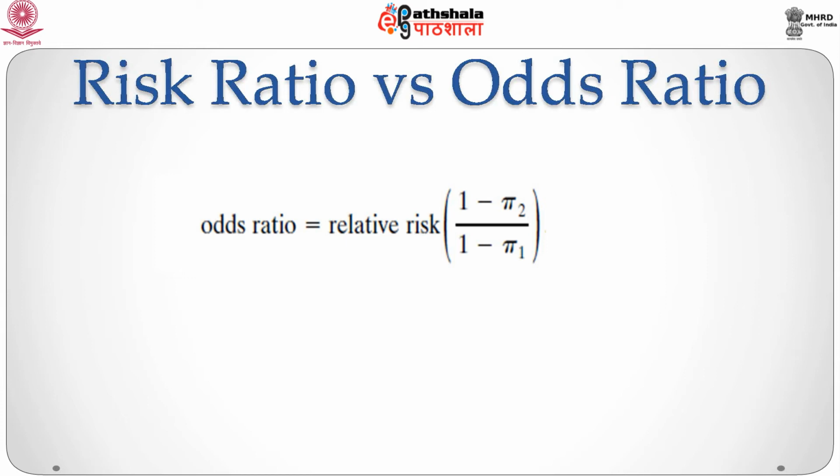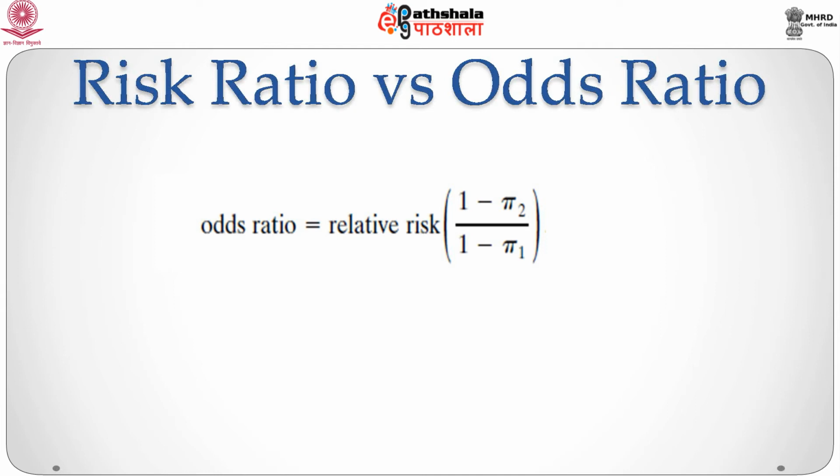Now, is this an accident? Not necessarily, because we see that the odds ratio is related to the risk ratio by the equation given on this slide. So the odds ratio is equal to the relative risk times (1 minus pi 2) over (1 minus pi 1). So in what situation would the two be equal?